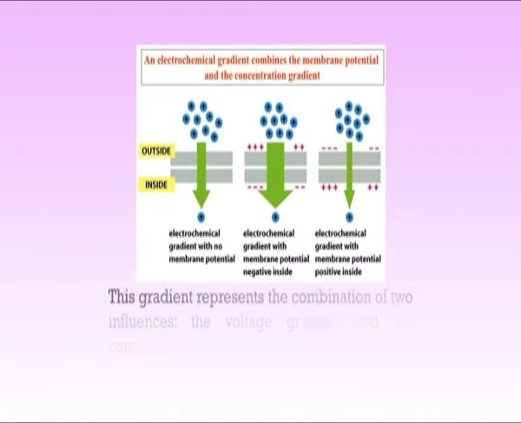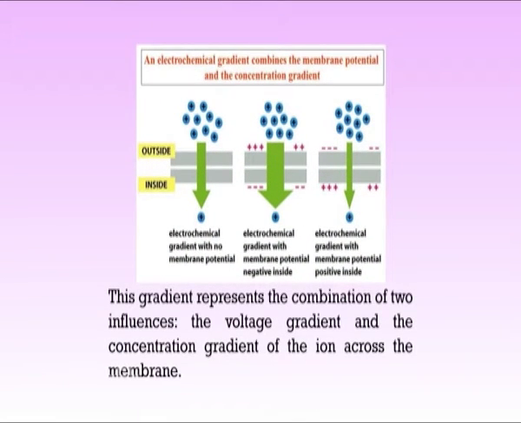The flow of an ion through a membrane channel protein is driven by the electrochemical gradient for that ion. This gradient represents the combination of two influences, the voltage gradient and the concentration gradient of the ion across the membrane. When these two influences just about balance each other, the electrochemical gradient is zero and there is no net flow of the ion through the channel.